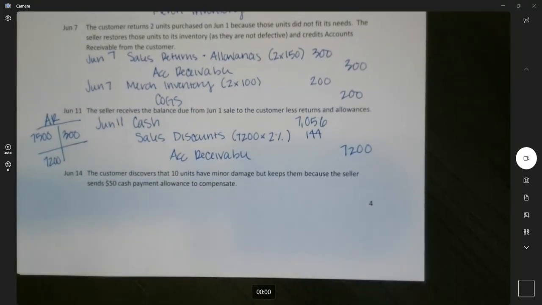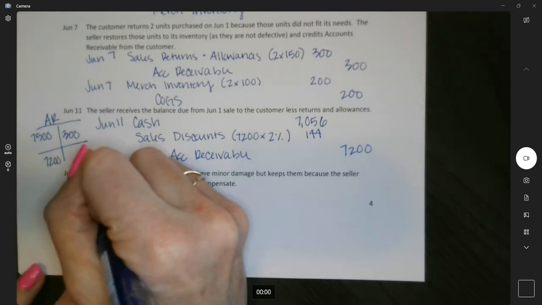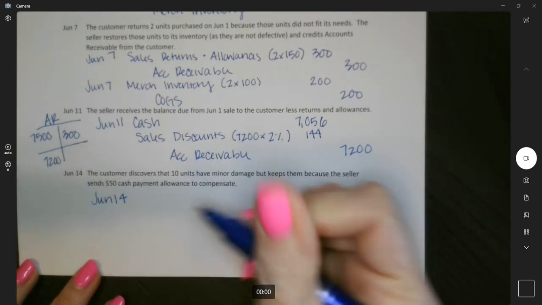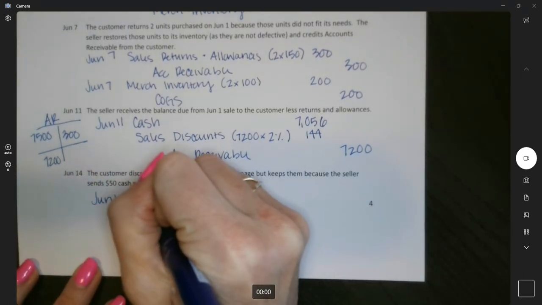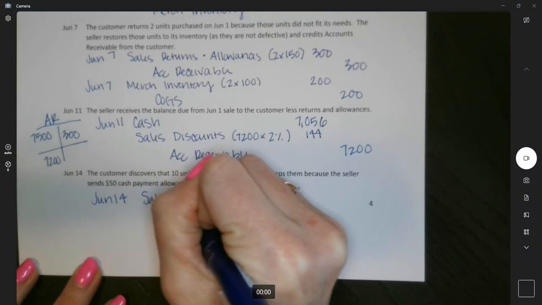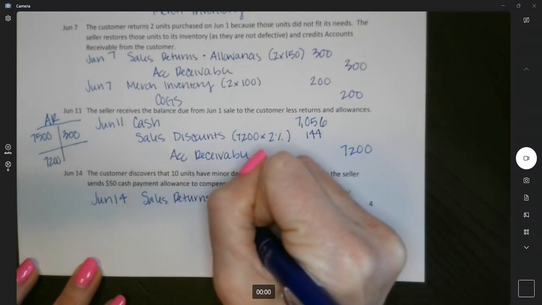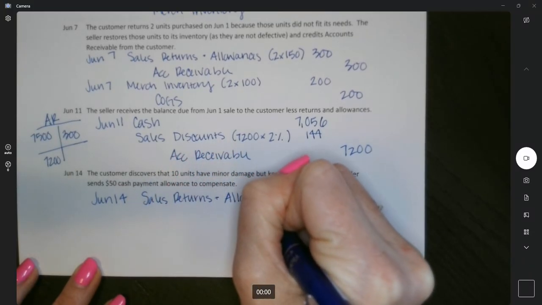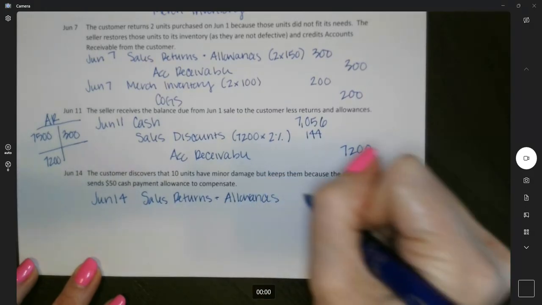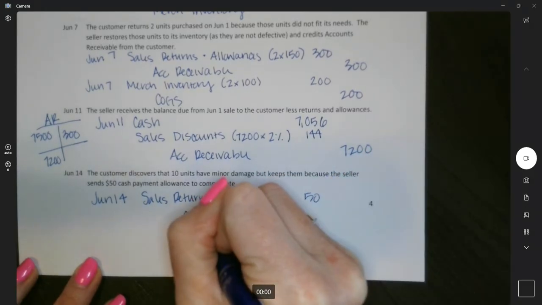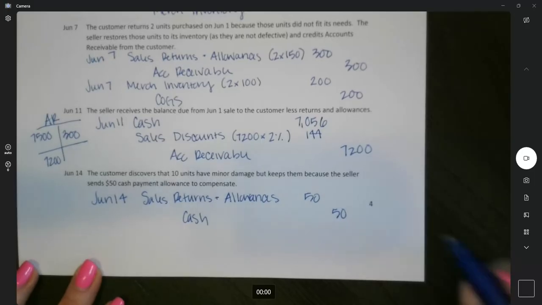Later on, the customer discovers that 10 units have minor damage, but they keep them because the seller sends a $50 cash payment allowance to compensate. If we are the seller on June 14th, we're going to debit sales returns and allowances for $50, and credit cash for the cash payment of $50.